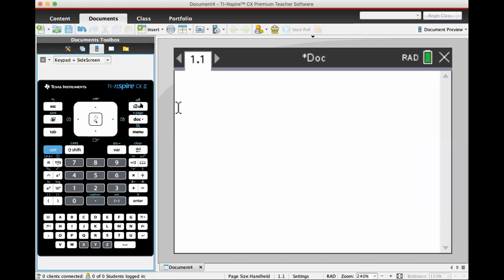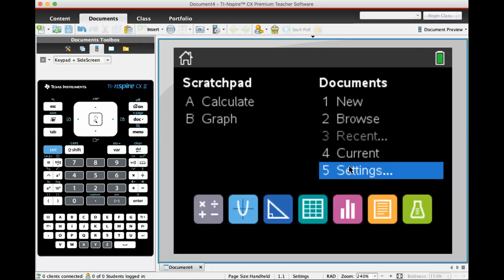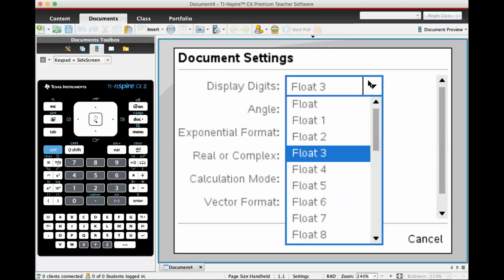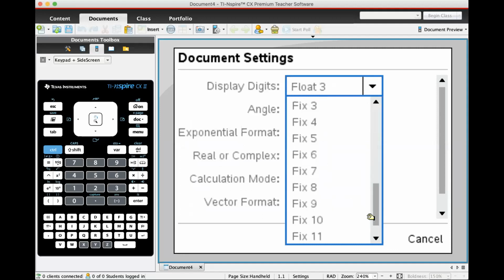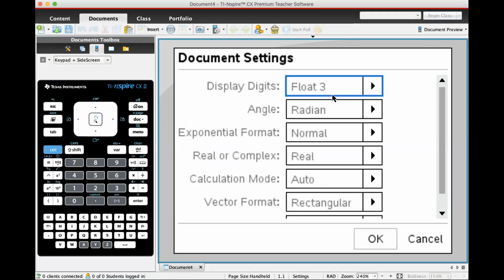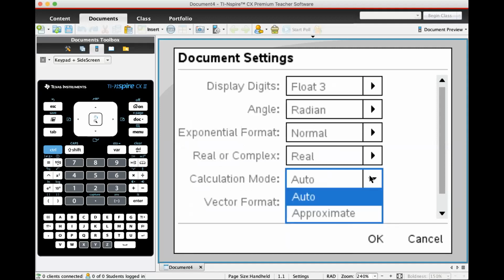So for 3SF, what I'd recommend is that if you just go to the settings, and to the document settings, there is something called Float 3. Float refers to significant figures, and Fixed refers to decimal places. And to be on the safe side, always keep it to Float. Float 3, that is. Okay. Also keep your calculation mode to Auto. There's Auto and Approximate. Keep it to Auto. Automatically the calculator calculates exact values.